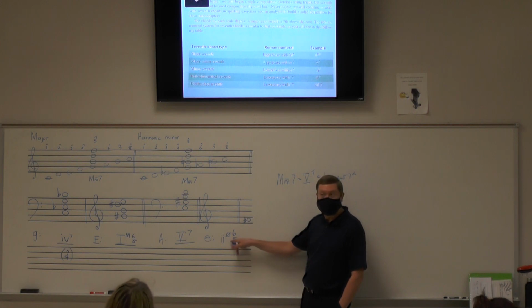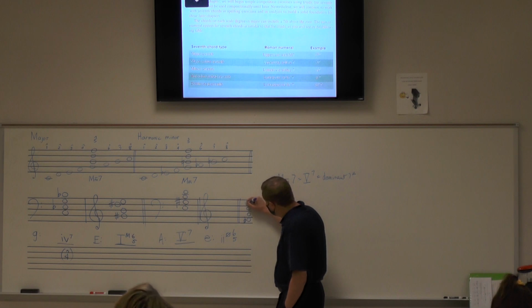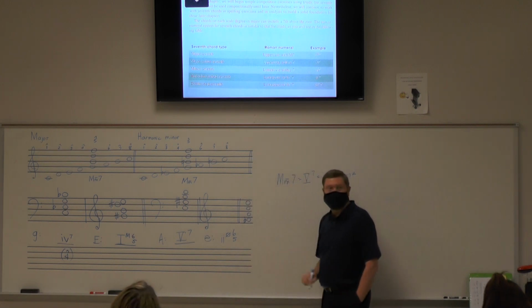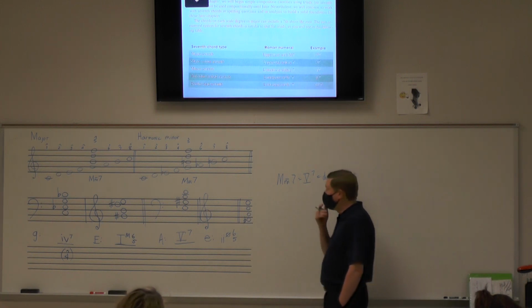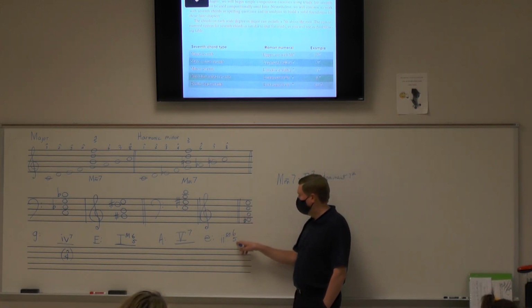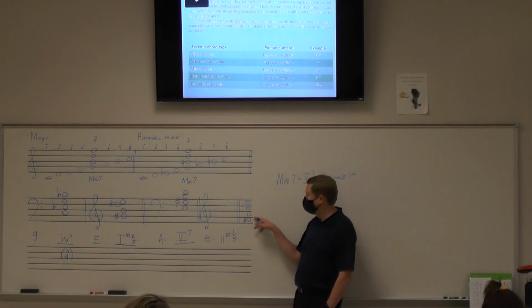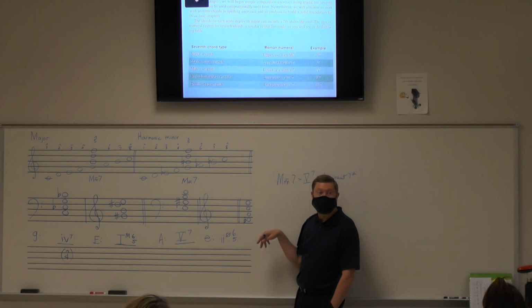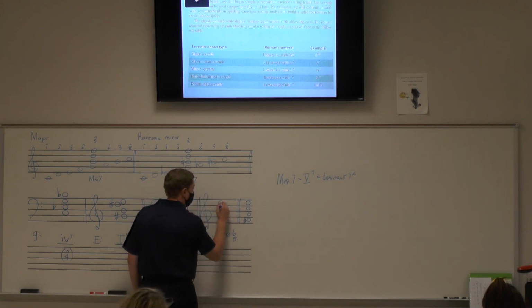Half diminished seventh: diminished triad, minor seventh. F sharp, A, C, E. And then finally, for my final answer, what inversion does this mean? First inversion, which means which of these four notes goes on the bottom? The third, which is the A. So my final answer is going to be something like this.